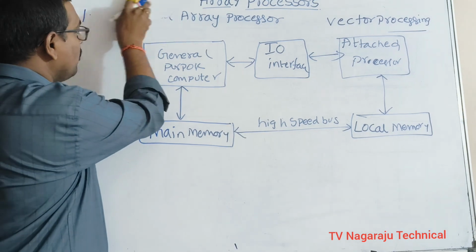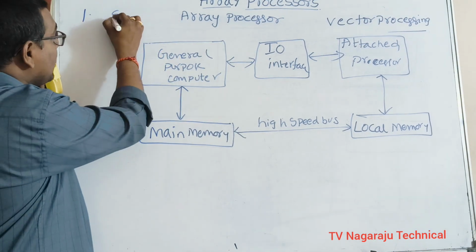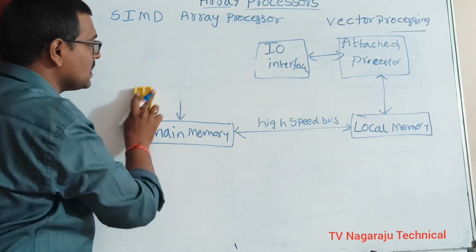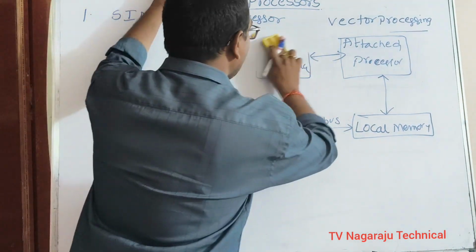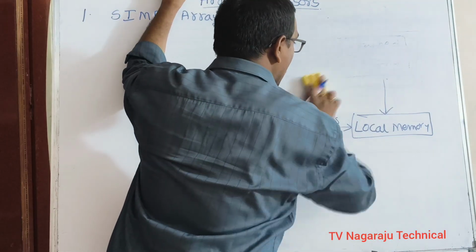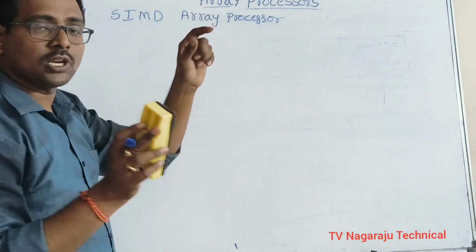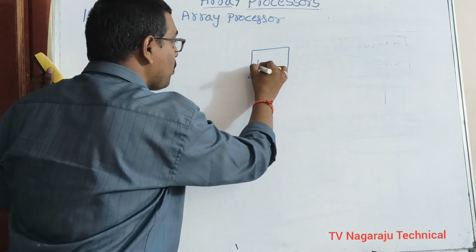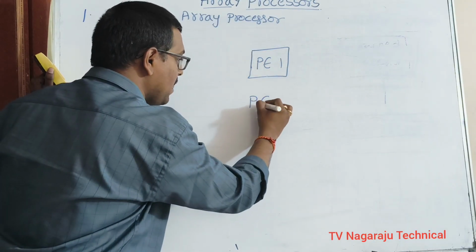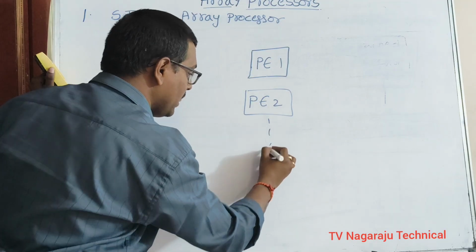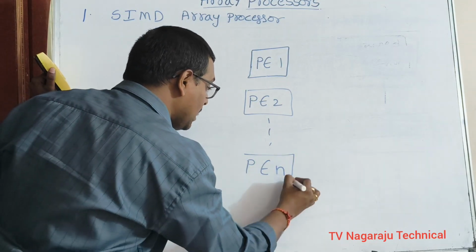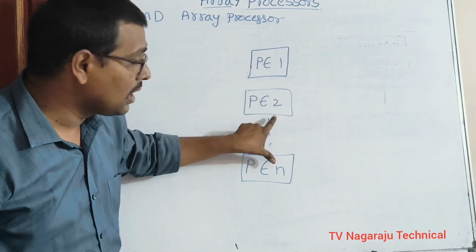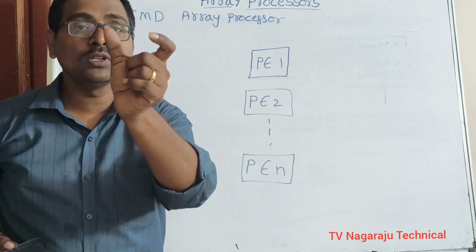Now we are moving on to the second one, the SIMD array processor. SIMD means single instruction multiple data stream. We already know the architecture. Here we have multiple processing elements, suppose PE1, PE2, and so on up to PEN. Multiple processing elements or processing units are there, and all are working in parallel to do some operation.